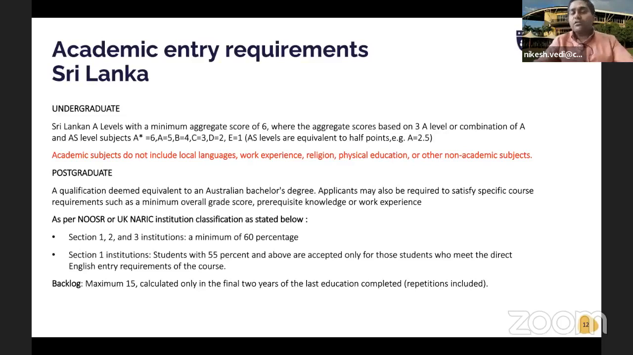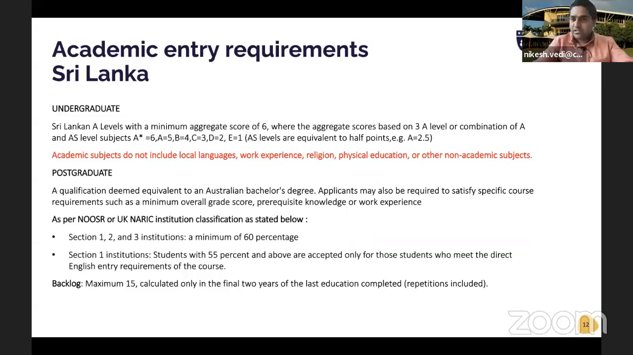If I talk about the basic entry requirements for the university, for an undergraduate program from Cambridge, Pearson, or Edexcel, we need 6 points. If a student is from the Sri Lanka A level board, then we need 9 points or 3 C grades as an entry requirement. When it comes to a postgraduate degree, we need a minimum of 60% in a bachelor's degree, whether the student is from a section 1, section 2, or section 3 university, except from section 1, where if a student has 55%, then the student is eligible to apply.